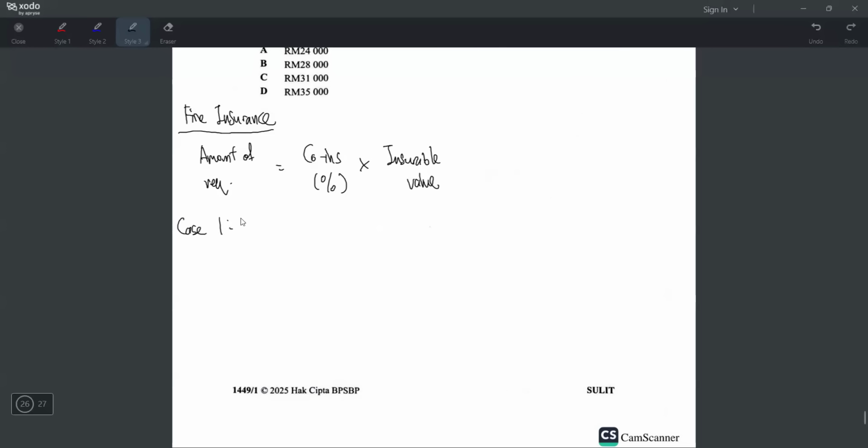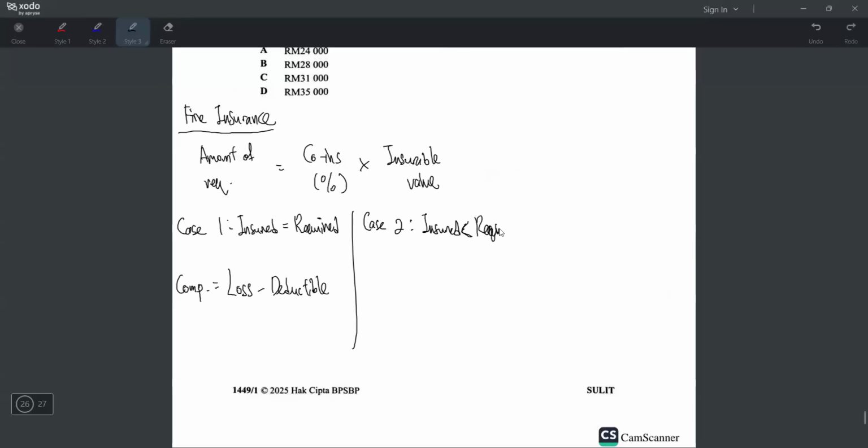Case 1 is when the insured value is equal to the required. Or you can say the amount purchased is the same as the required. For this case, you find the compensation by taking the loss minus the deductible. That's case 1. Case 2 is when your insured is less than the required. It means the amount you purchase is less than the required amount.